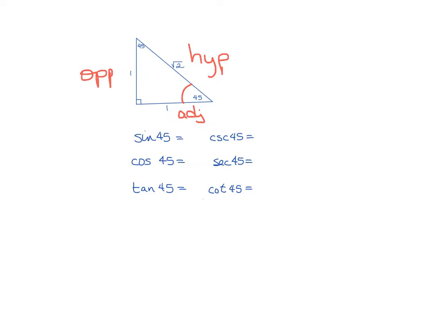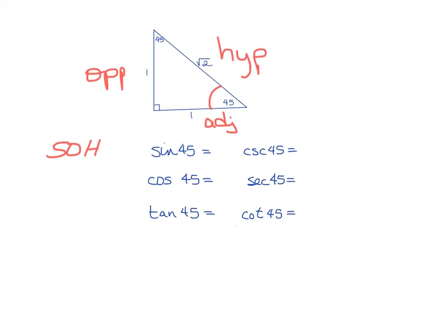So again, for sine, I'm going to do SOH, and again, opposite over hypotenuse. And I'm going to need to rationalize here. 1 over root 2. Multiply top and bottom by root 2. So this will give me final answer root 2 over 2. If I just flip the original and not the rationalized one, then I end up with square root of 2 over 1, which is just square root 2.